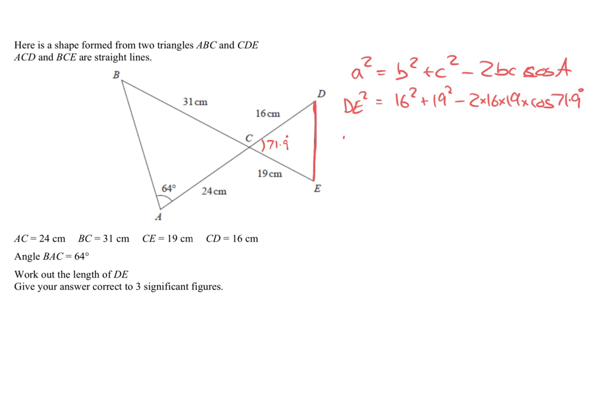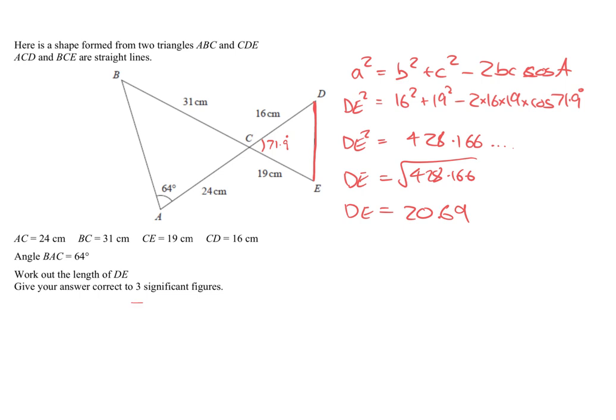And what you then get is DE squared is going to be equal to approximately 428.166. It carries on a little bit. And then DE will be the square root of that, 20.69. Question says to 3 significant figures. So our final answer is DE equals 20.7 because there's my first 3 significant figures and the 9 tells me the 7 rounds up. So 20.7 centimeters.